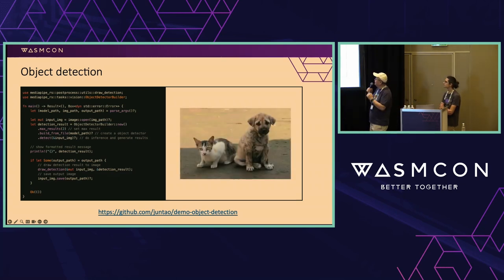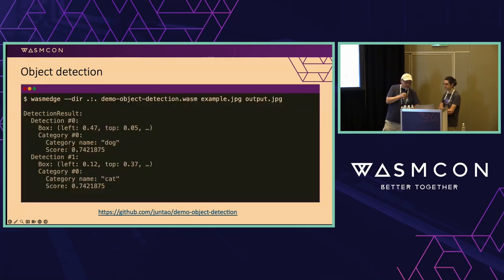So if we give it an image like this, there's a cat and a dog. And if we just compile this using cargo build, compile this into WebAssembly and run it in WasmEdge. So here is how you run the Wasm application in WasmEdge. You use the WasmEdge command line. You can use it in many different places, embedded in other SDKs. So you run the Wasm application and then give it an image called example.jpg, which is that cat and dog picture, and have an output image, which is what we're going to generate from the application.